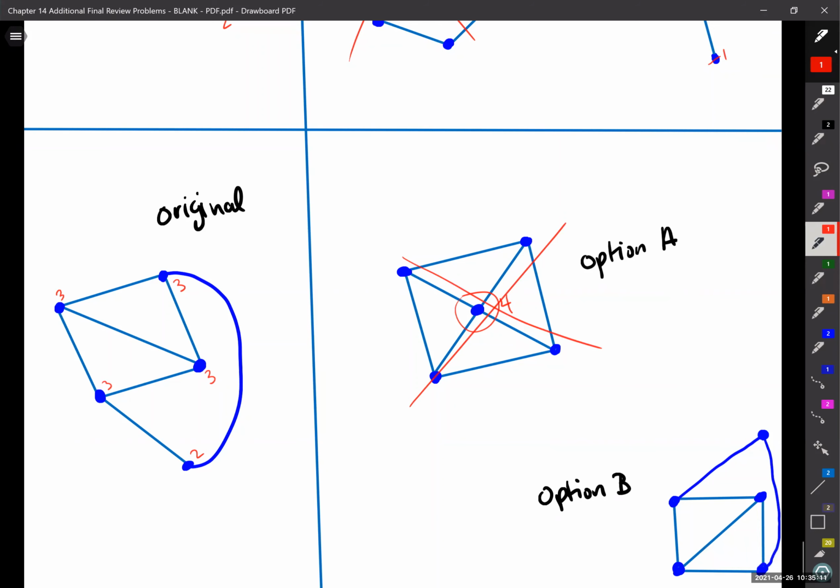Now let's verify option B does work. This is degree 3 because there's 3 edges coming out. Degree 2, degree 3, also degree 3, also degree 3. So in the original, we had 4 degree 3s all connected to each other, which we do see is the case, with 2 of the degree 3s, the ones that did not have the diagonal, connected as well, which matches to the degree 2. So option B is the isomorphic graph.